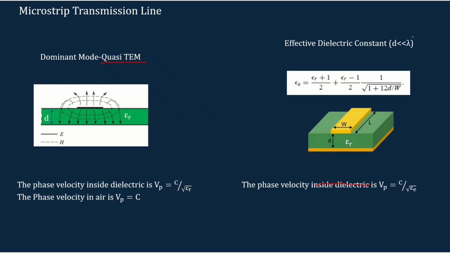I forgot to mention that one of the main conditions we have to consider while designing the microstrip transmission line is that d should be very much less than the wavelength. This is one of the main conditions that we have to consider.